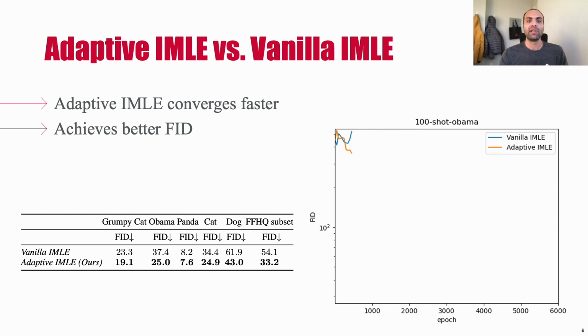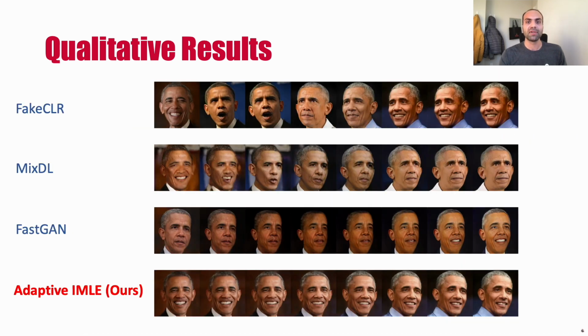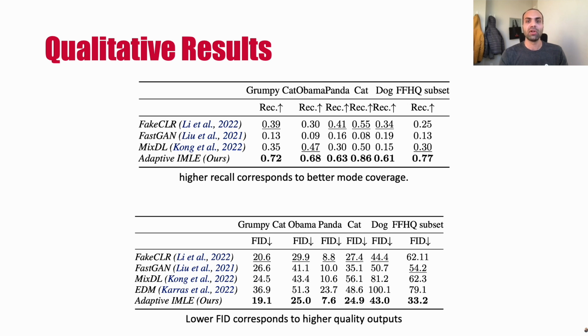Here, we present qualitative results for our proposed method and baselines. Our baselines include recent GAN and diffusion-based models. Our results showcase high-quality outputs while covering all the modes. Furthermore, we can observe that our method demonstrates the capability of producing smooth and meaningful interpolations. Lastly, adaptive IMLE achieves better recall and FID score in all cases, showing both mode coverage and high-quality outputs.